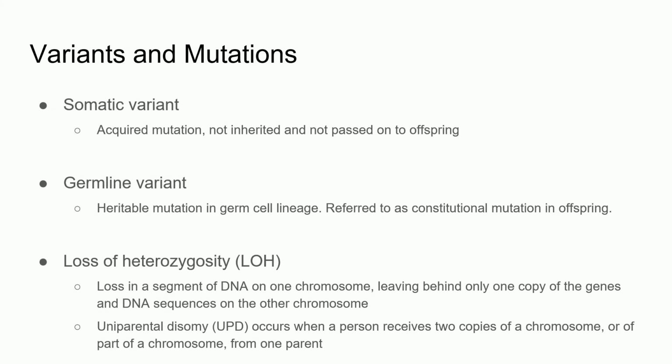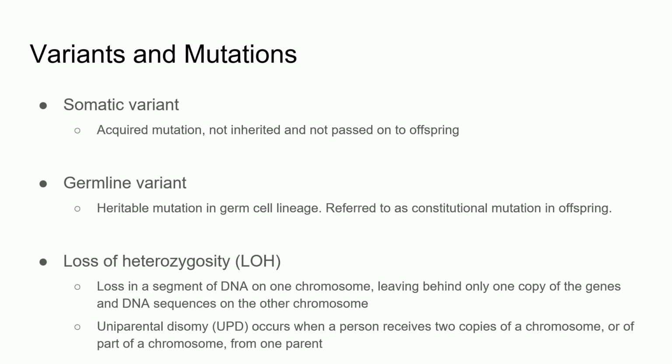Let's go over some useful definitions. Somatic variants are acquired, meaning they are not inherited, nor are they passed on to offspring. Germline variants you are born with. They are present in every cell in the body and can be passed on to the next generation.